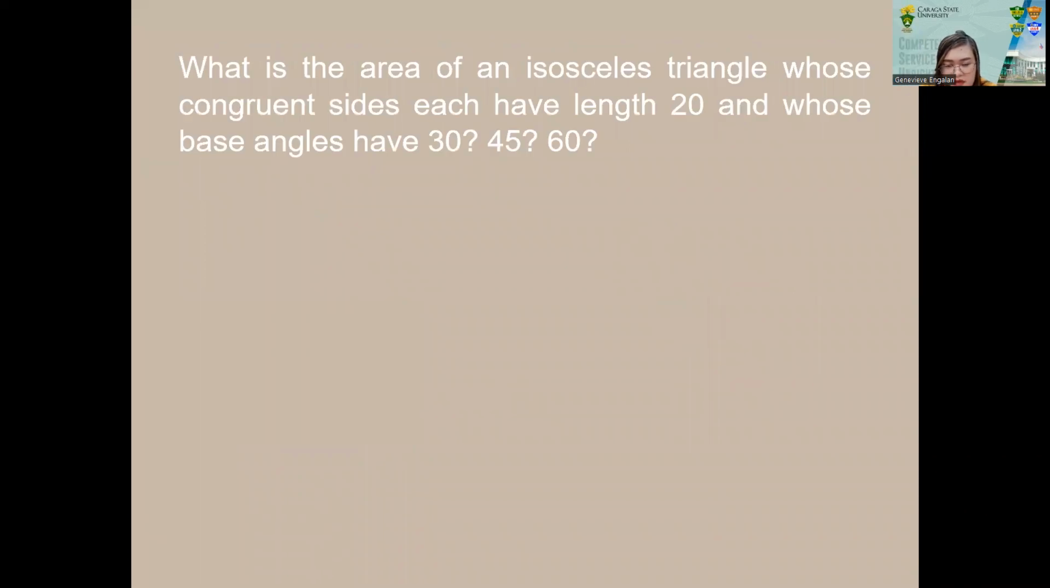Okay, what is the area of an isosceles triangle whose congruent sides have length 20 and whose base angles are 30, 45, 60?